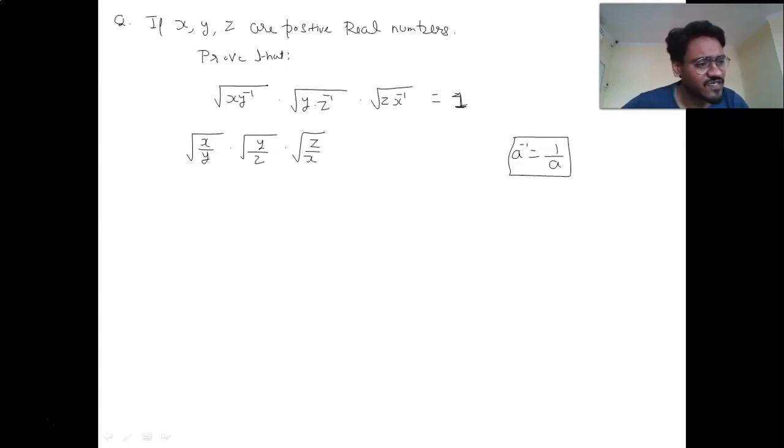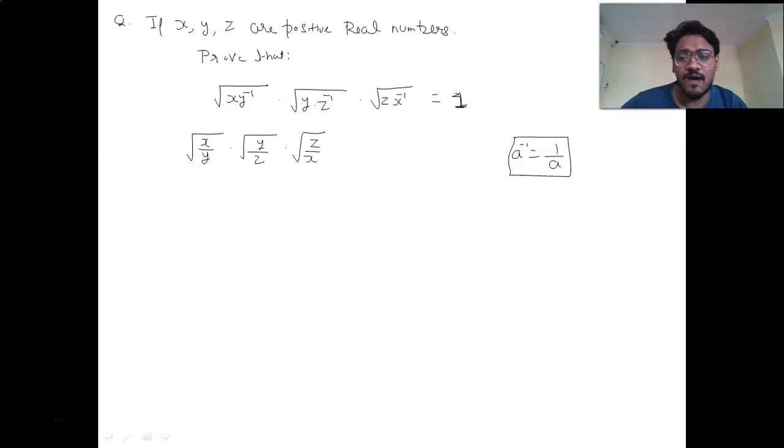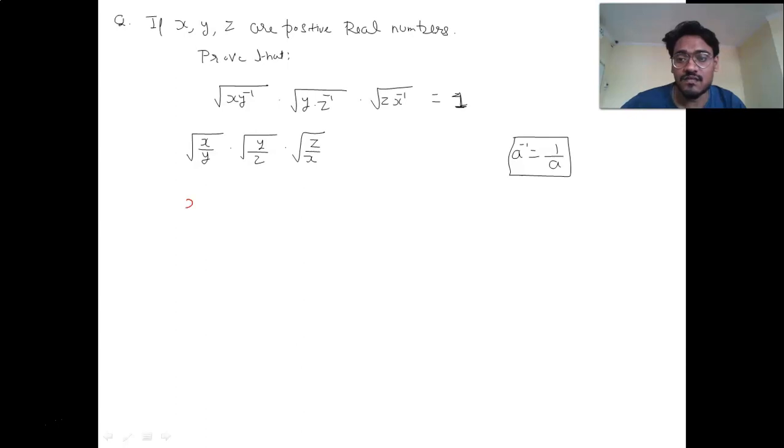See students, now the simplification is very simple. Either you can use the power half. Sorry, we have to take the power half, because I have already told you that this gives the same meaning. The color has changed, never mind. See this question: x upon y raised to the power 1/2, y upon z raised to the power 1/2, and z upon x whole raised to the power what? 1/2.